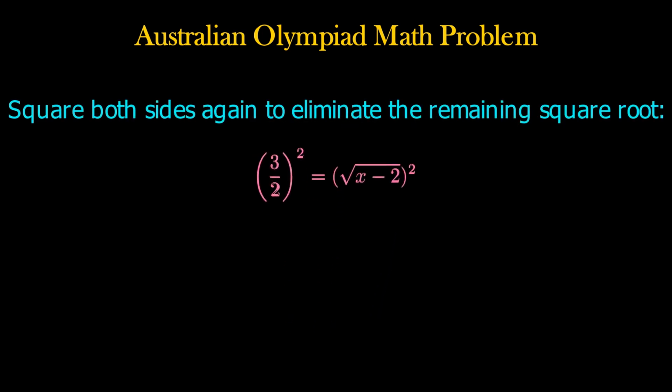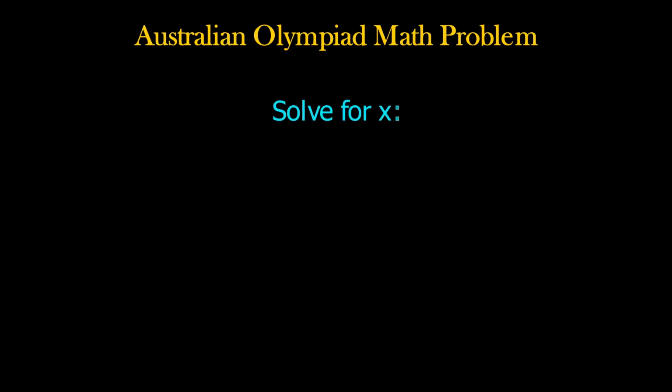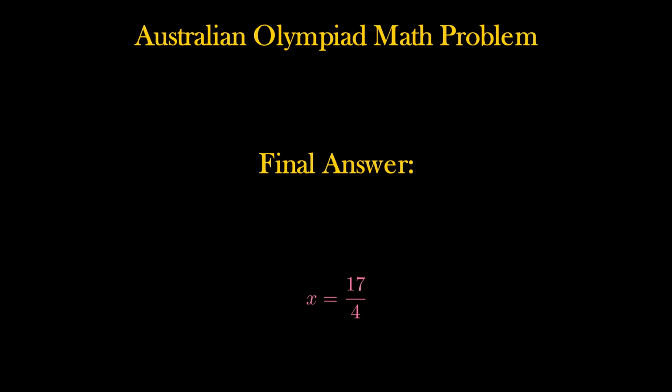To eliminate the final square root, we square both sides once more. The left side becomes x minus 2, and the right side becomes 9/4. Now we can solve for x. Add 2 to both sides, then simplify the fraction. We find that x equals 17 over 4. We have it. The value of x equals 17 over 4.